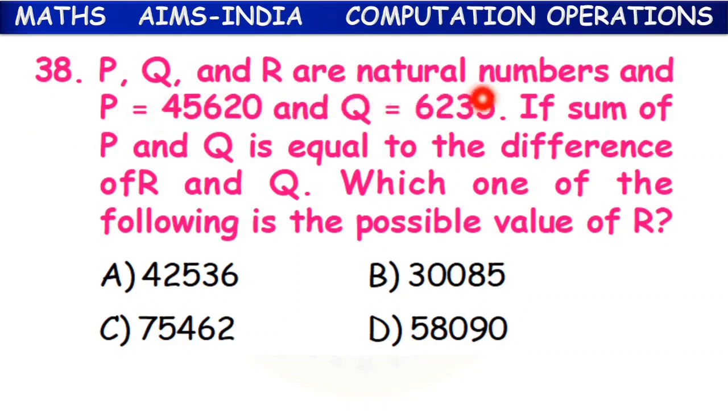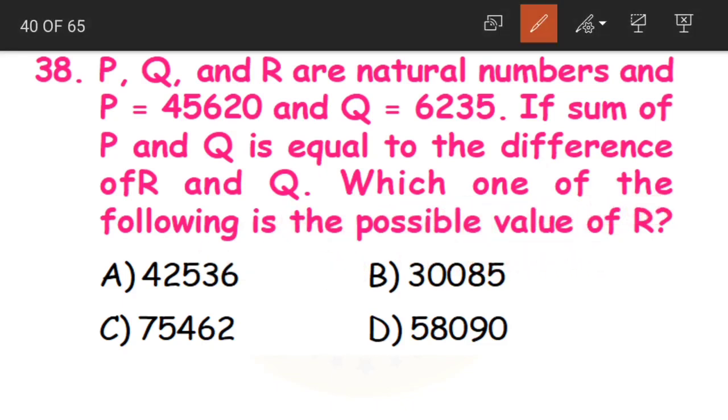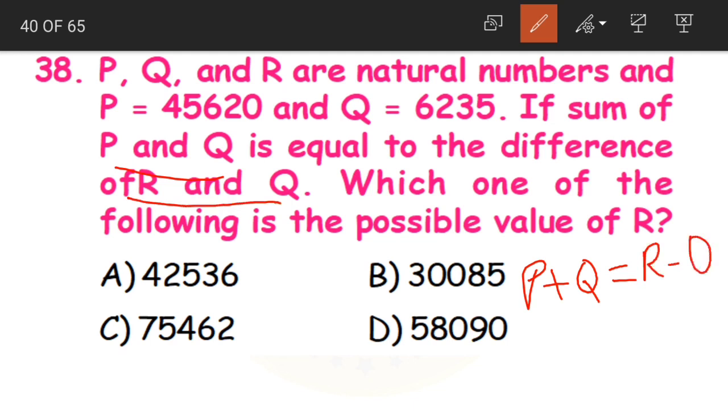P, Q and R are natural numbers and P is equal to 45,620 and Q is equal to 6,235. If the sum of P and Q is equal to the difference of R and Q, then which one of the following is the possible value of R? What are they saying? Sum of P and Q, that is P plus Q, is equal to the difference of R and Q, that is R minus Q.